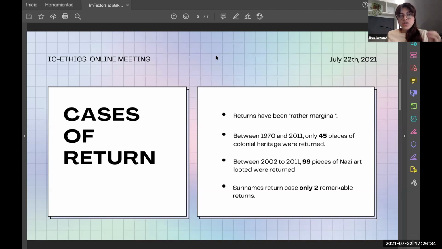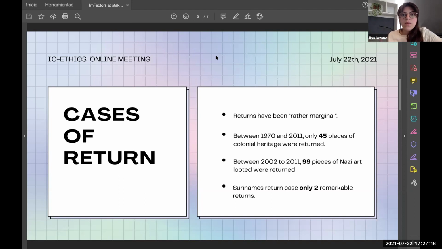Whereas if we compare this with the objects that have been returned when we talk about Nazi expoliated art, there is a significant difference, because from 2002 to 2011 there have been 99 returns. So, 99 returns in 9 years, leading to the conclusion that the number of colonial returns over the years has never increased, and that more efficient policies were made for the return of Nazi expoliated art rather than colonial heritage.